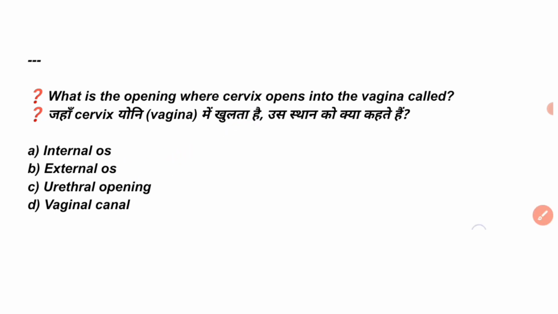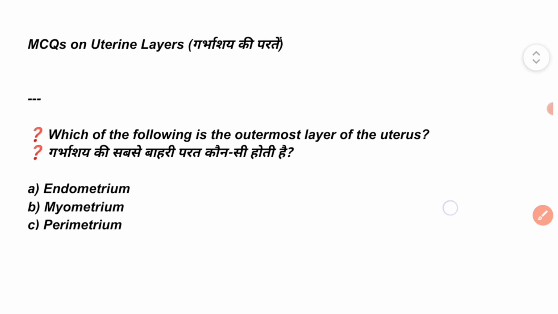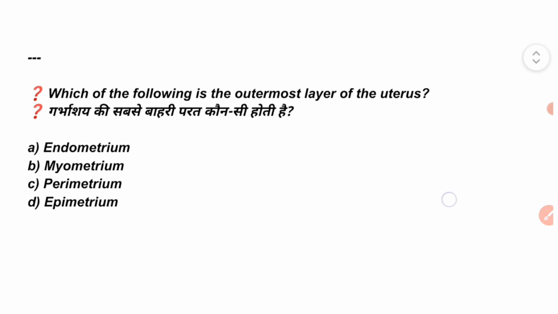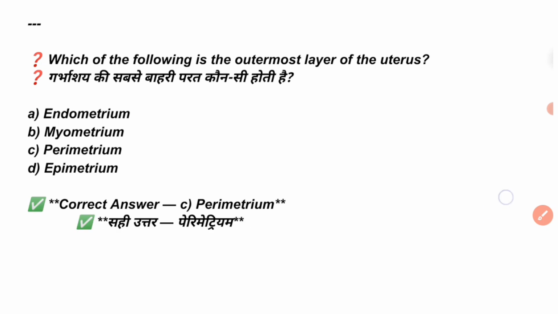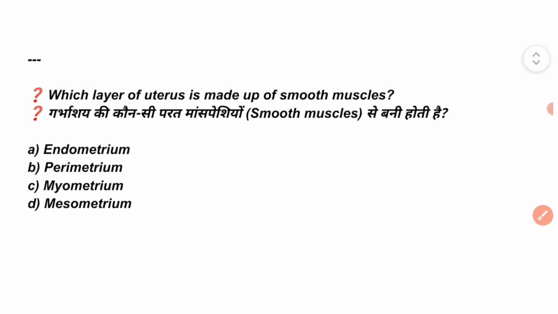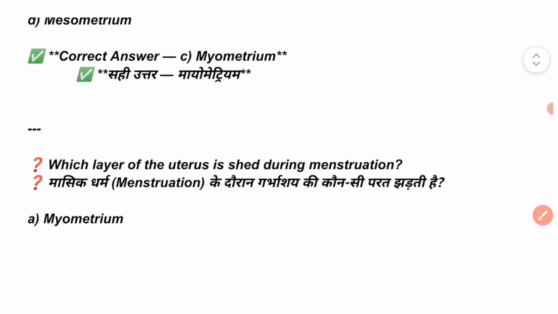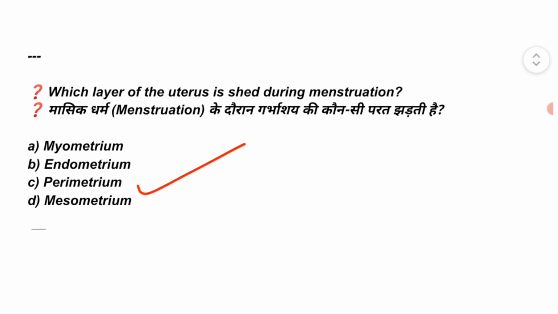External os. Next question. Which of the following is the outermost layer of the uterus? The right answer is option C. Perimetrium. Next question. Which layer of uterus is made up of smooth muscles? The right answer is option C. Myometrium. Next question. Which layer of the uterus is shed during menstruation?